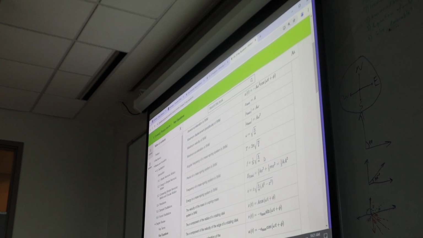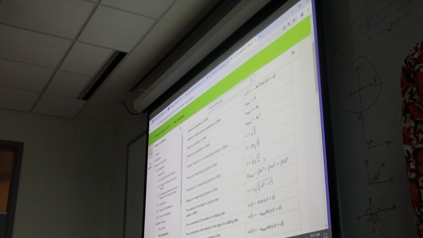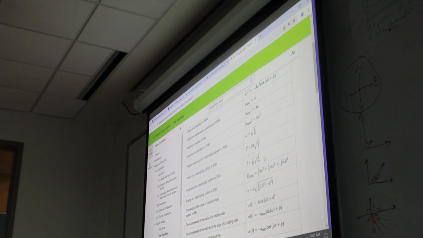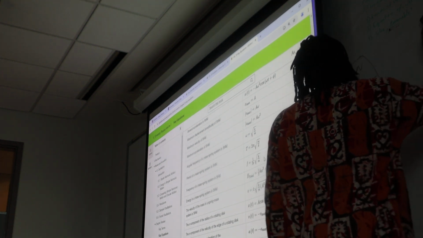I gotta get used to erasing the board after each day so it doesn't get stuck on here like this. Do you have this spray? I think Miss Nakia has a spray, so I'll work on that a little later.